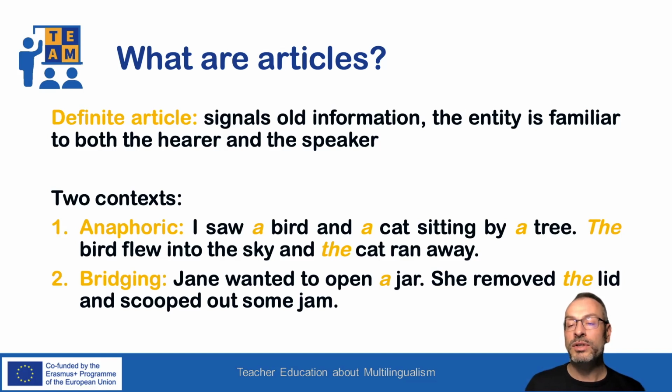There is also a different context, the bridging context. Here we introduce an entity. Jane wanted to open a jar, and world knowledge tells us that the jar has a lid. Therefore, we don't need to say the jar has a lid before we say she removed the lid. The information that jars have lids is part of our world knowledge. Here we use the definite article because the hearer knows that a jar has a lid from world knowledge.